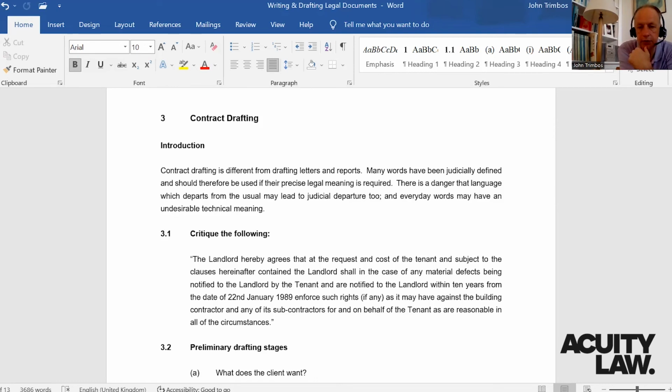And then we have our least favorite word, as are reasonable in all of the circumstances, right at the end of the sentence. And you could write that off as a bit of fluff as well, but I think it's potentially dangerous. I think you could read that as providing the landlord with a discretion to decide whether it's reasonable to make a claim against the building contractor or not.